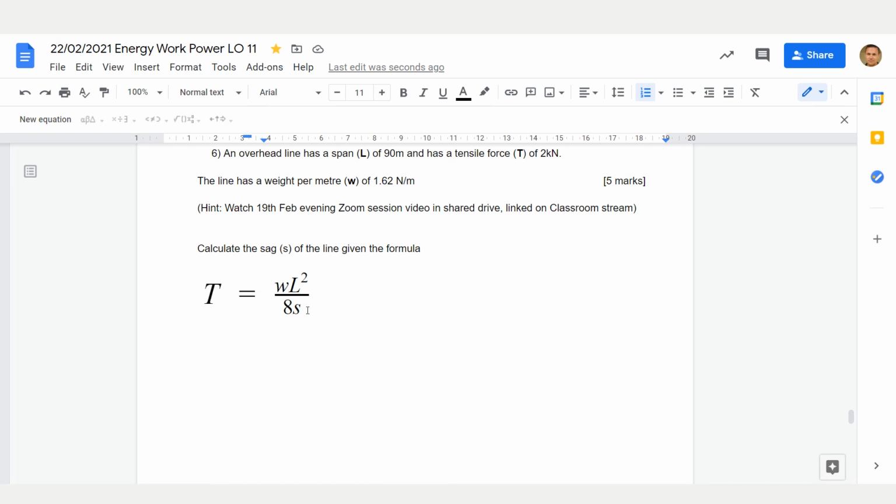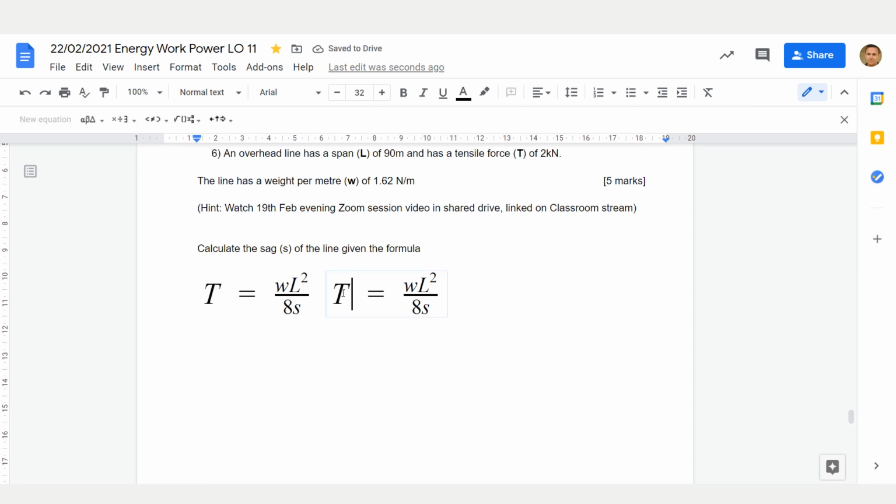Okay, no problem. So sag is S. So what I'm going to do, I'm going to copy this and I'm going to paste it, but I'm going to rearrange it. The S slides and rises, the T swaps and drops. So that's S, that's T. I'll copy it again, put the numbers in.